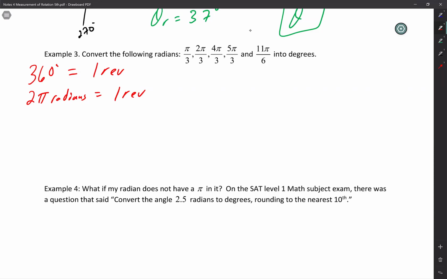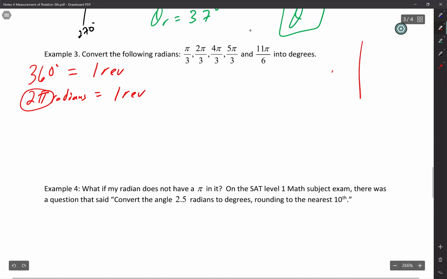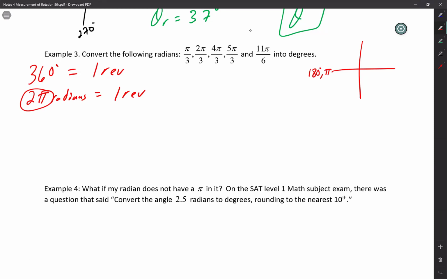Well, let's see, I have 2 pi. So how many degrees are in 1 pi? Yeah, 180. So I'm gonna go ahead and draw a little scale here, guys. See, this is 180 degrees, and this is also in radians, that would be pi. So I'm gonna use the fact that 180 degrees equals pi radians. As long as you have units like that, those are the same.